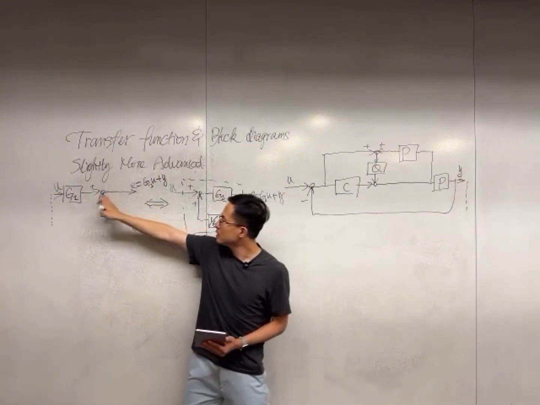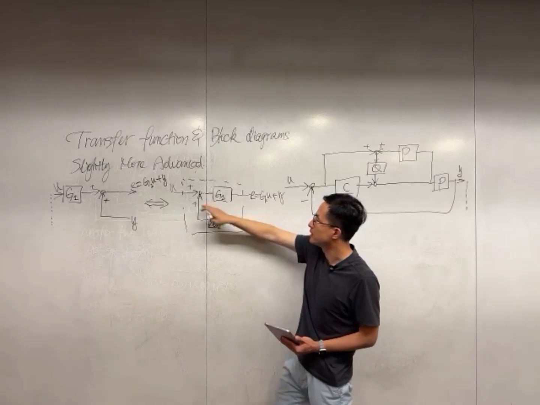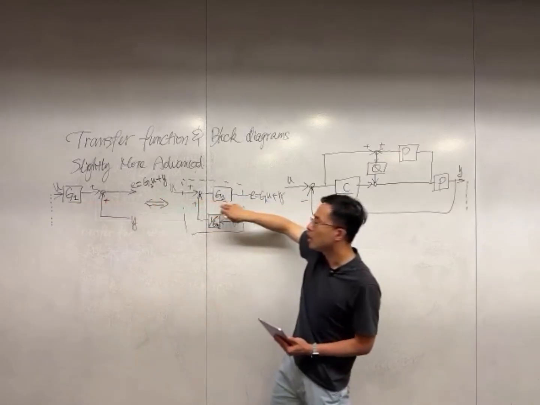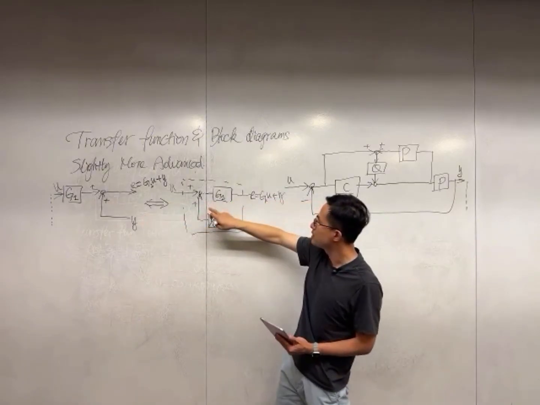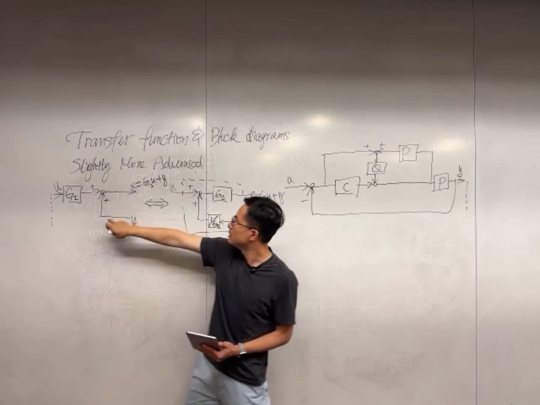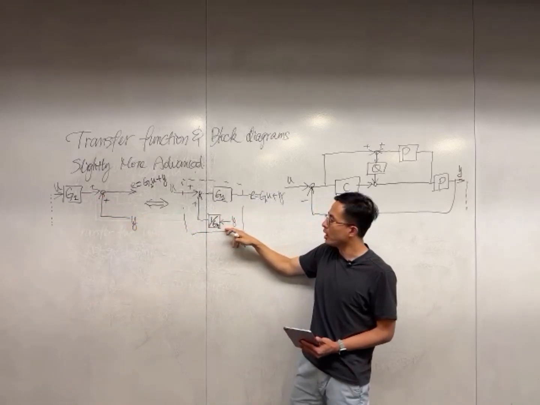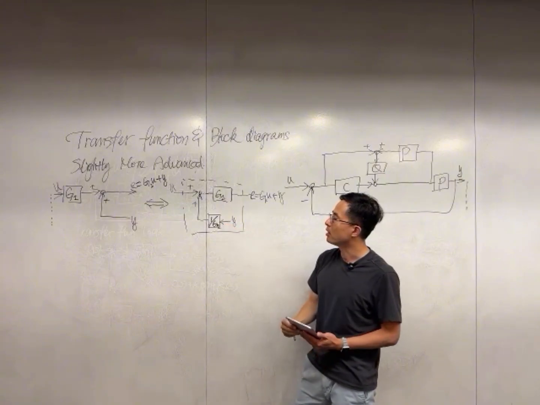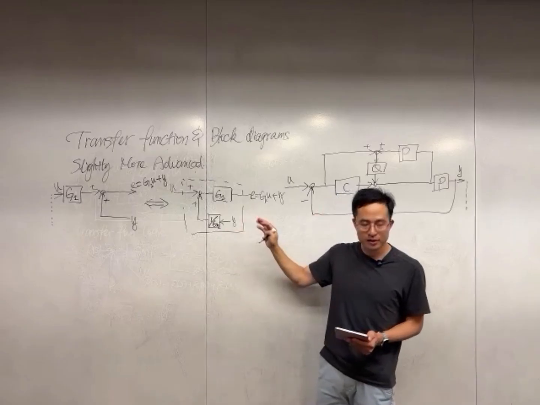I can move the summing junction to the front. And the way that I have to maintain the signal relationship is, I move it to the front. On the top channel, I still have G1. But in the bottom channel, because I shifted the location over here, I have to do 1 over G1. So that's the block that I need to add. There's a question? Okay. So that's how you move a summing junction.